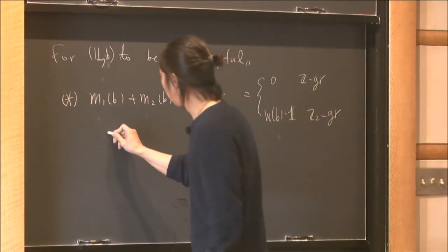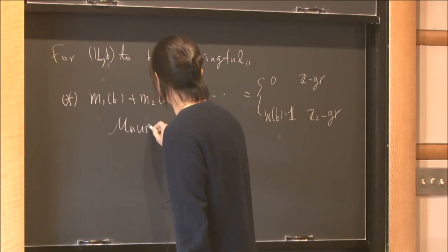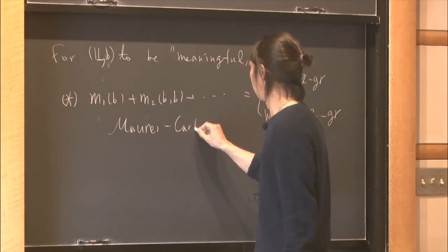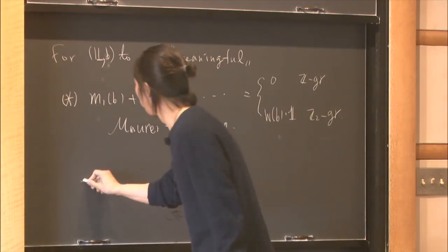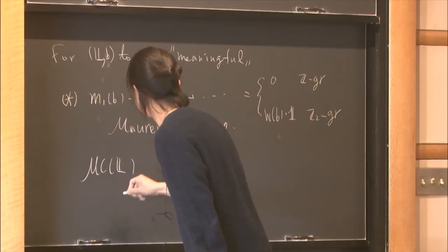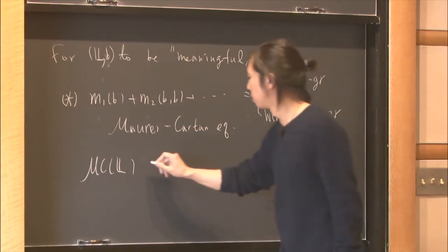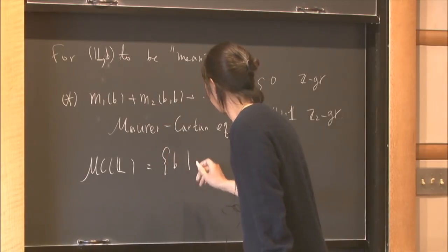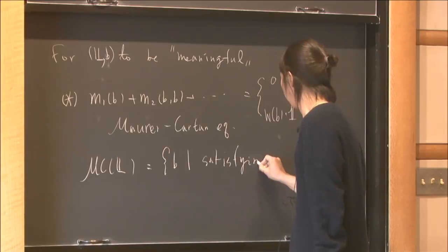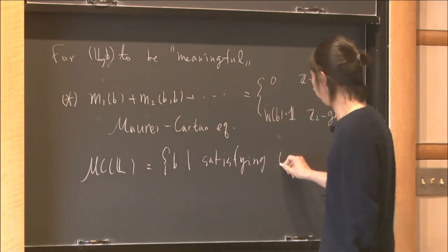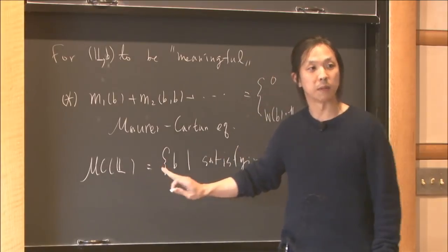So this is something called the Maurer-Cattan equation. And I'm going to denote by MC(L) the space of all solutions B that satisfy this condition, star. And this MC(L) will serve as a local chart of my mirror.